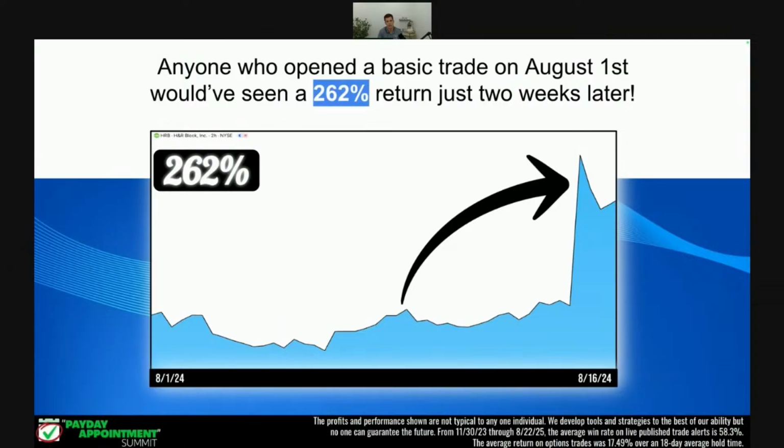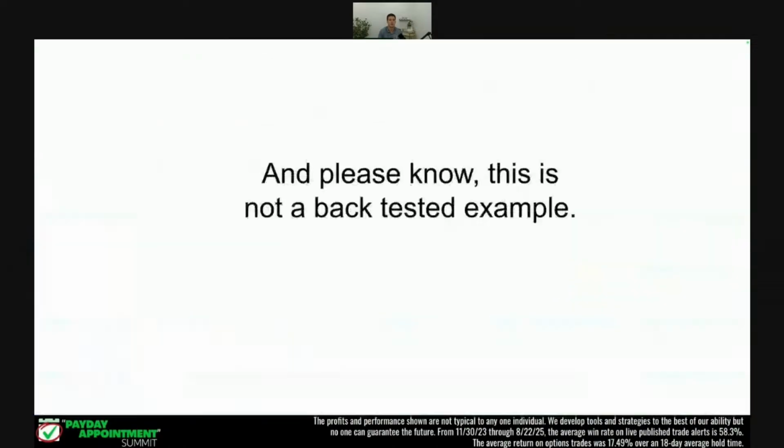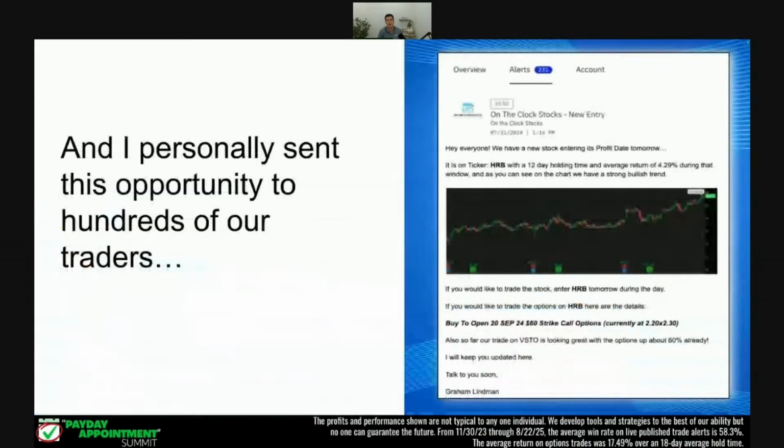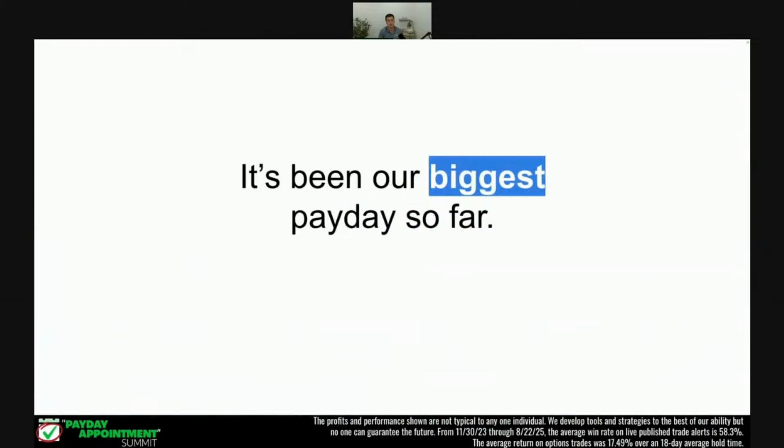And keep in mind, this is not a back test. This is a real-time trade we took in the premium portfolio. Again, not a back-tested example. Our software actually flagged this stock in real time. I personally sent this opportunity to hundreds of our traders, and it's been our biggest payday so far.